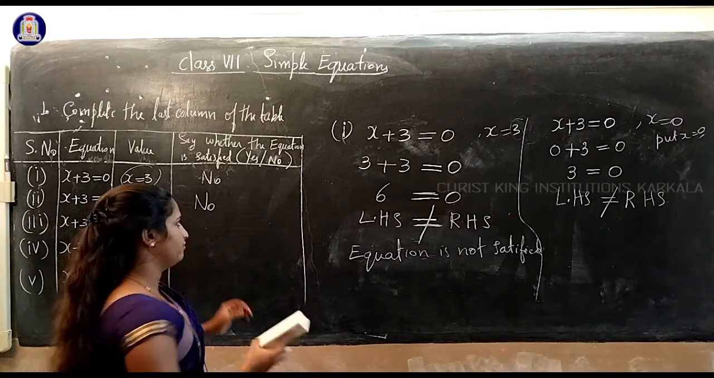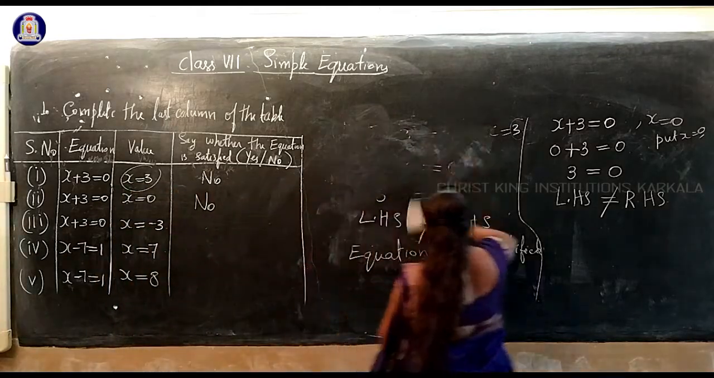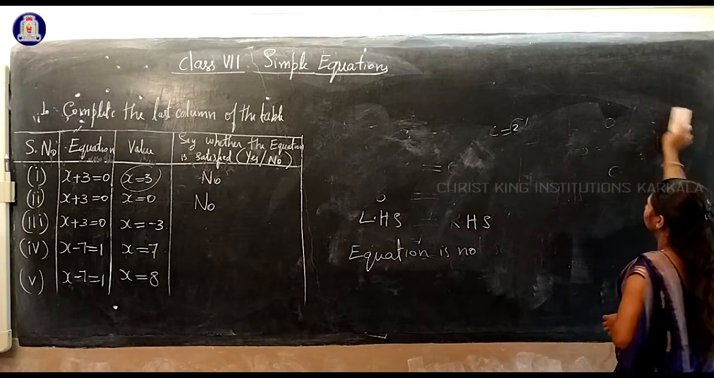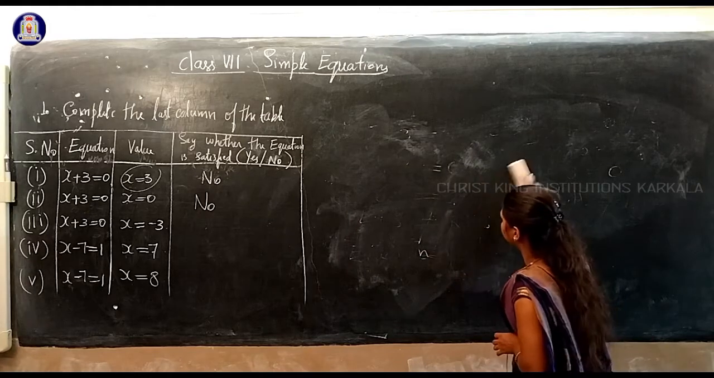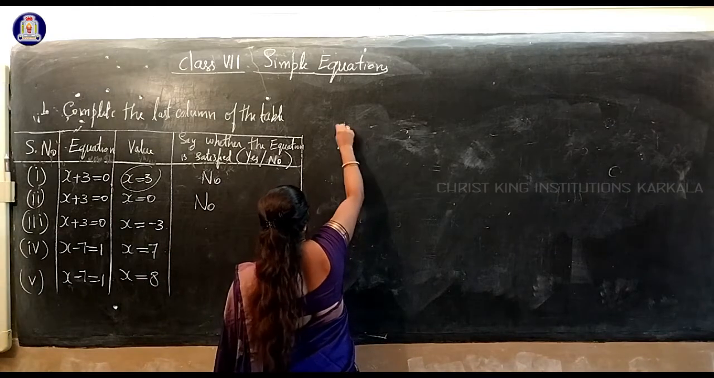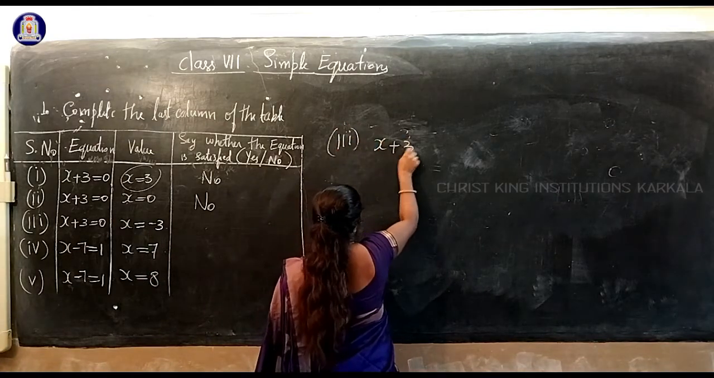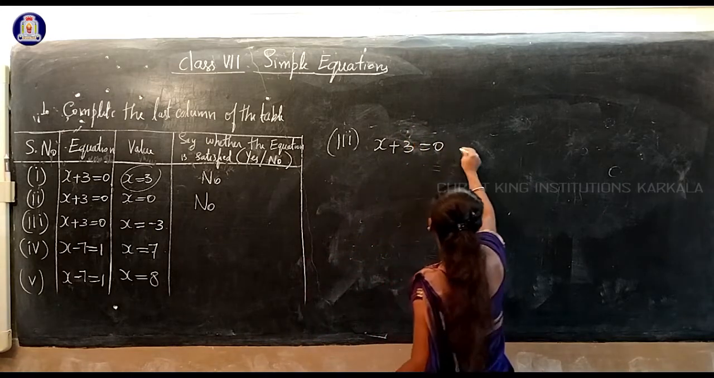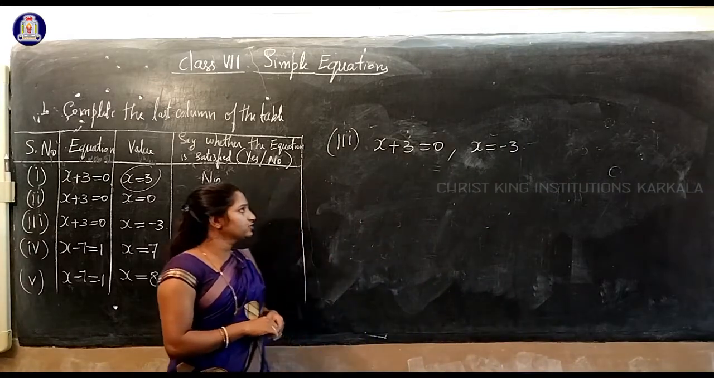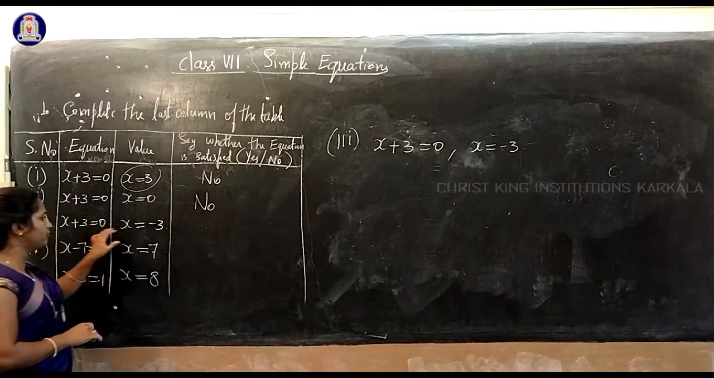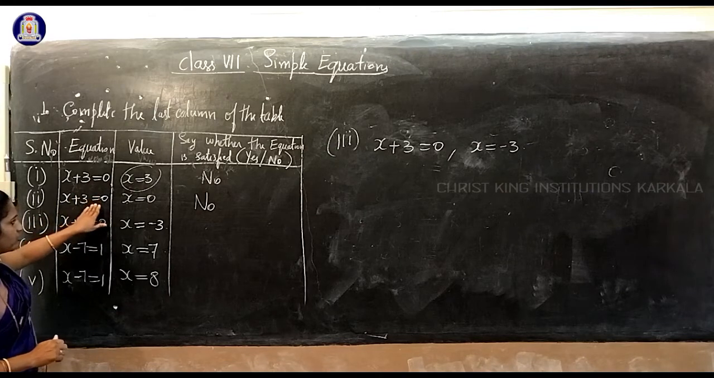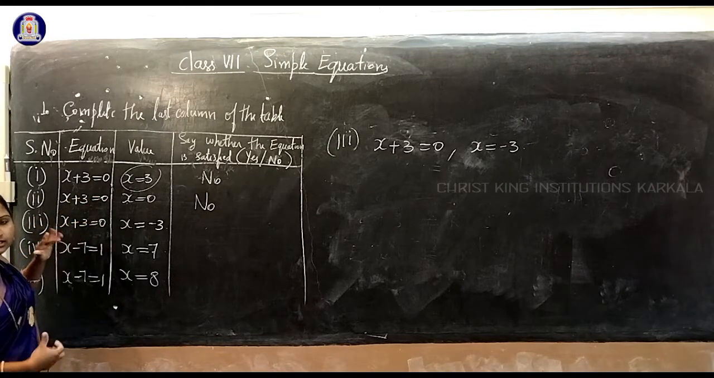Okay, the third one we'll see now. The third question is x plus 3 is equal to 0. The value of x is equal to minus 3. Now you have to check whether this value will satisfy this equation. Clear? The first one is not satisfying, the second one also is not satisfied. Now the third one, the equation is the same, right?